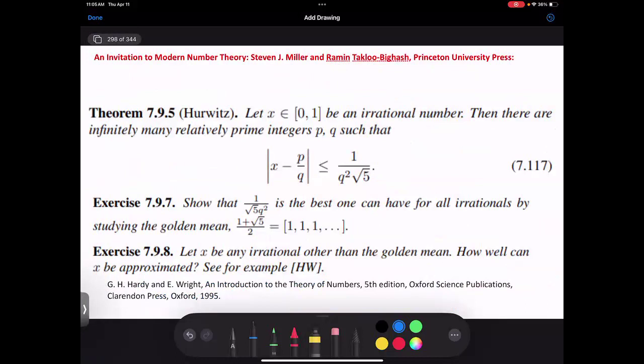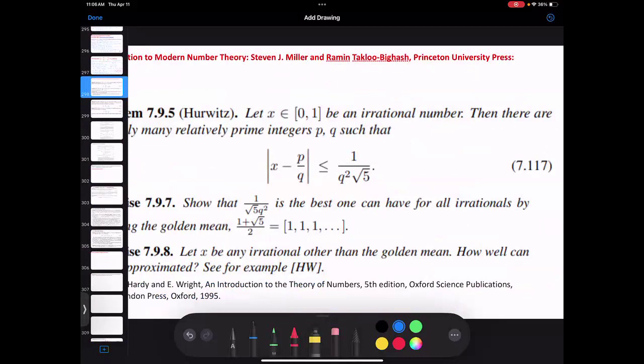The best we can do is 1 over q squared root 5 in general. You can't do better than this for all numbers because of the golden mean. And then you can start asking how many numbers can be approximated this well or better. There are some beautiful results about this. We talked very briefly about that.